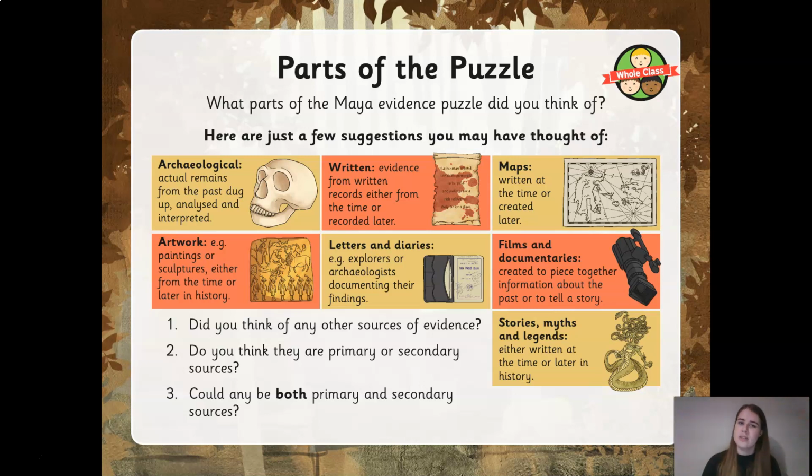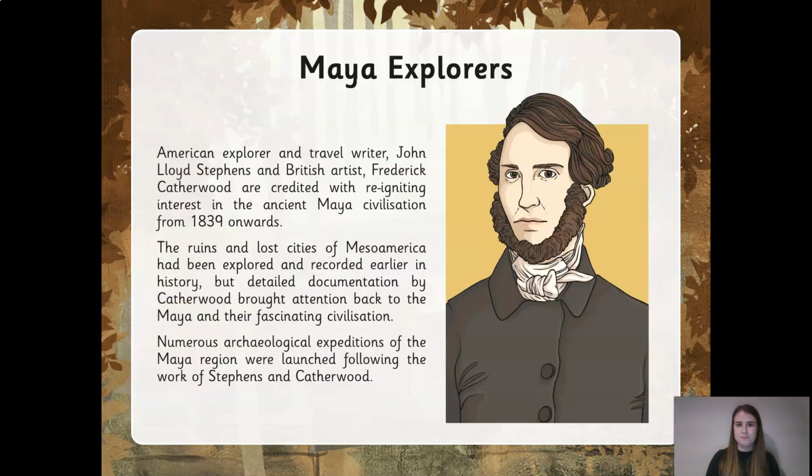And then we have our stories, myths and legends. Now we're going to be looking at one of our legend stories about the two heroes, and we're going to look at that later on in our topic. Now this can either be written at the time or it can be later in history. So this also can be either a primary or a secondary source.